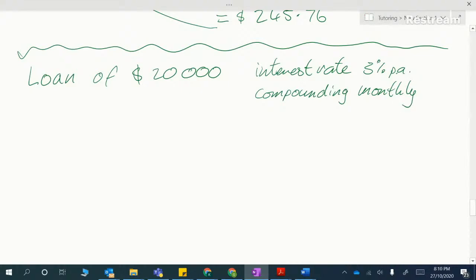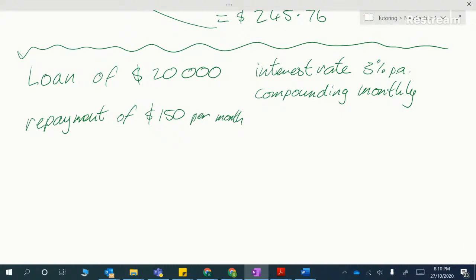Like that. Okay. And we have a repayment of, let's say, $150 per month. That's your variables there. Okay. So we're repaying $150 per month. We start with a loan of $20,000 and we've got an interest rate of 3% per annum compounding monthly.